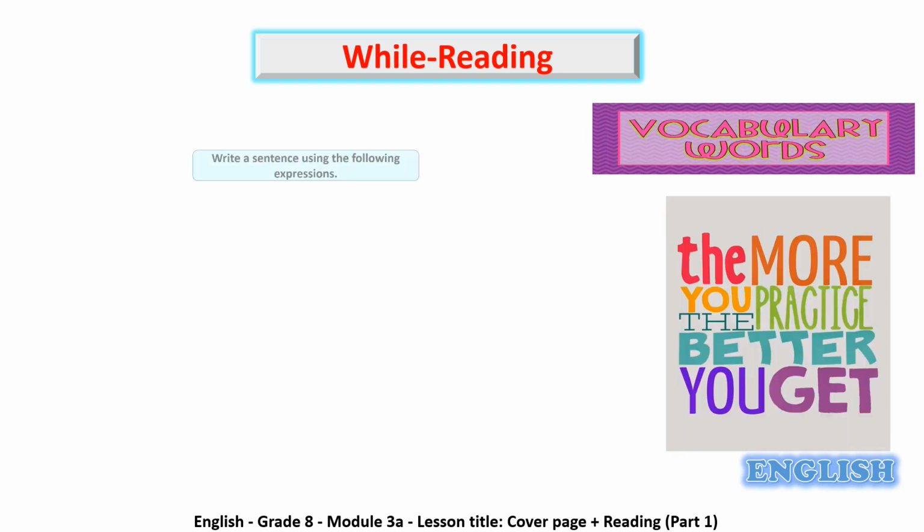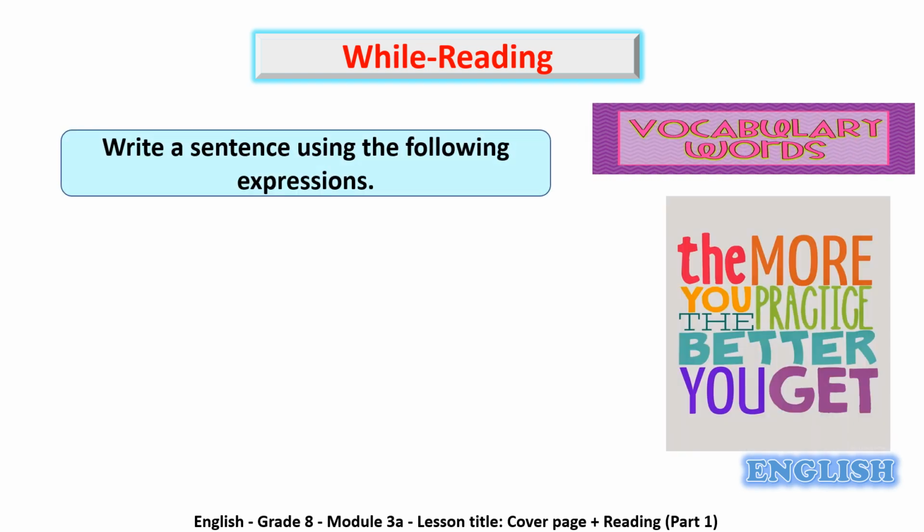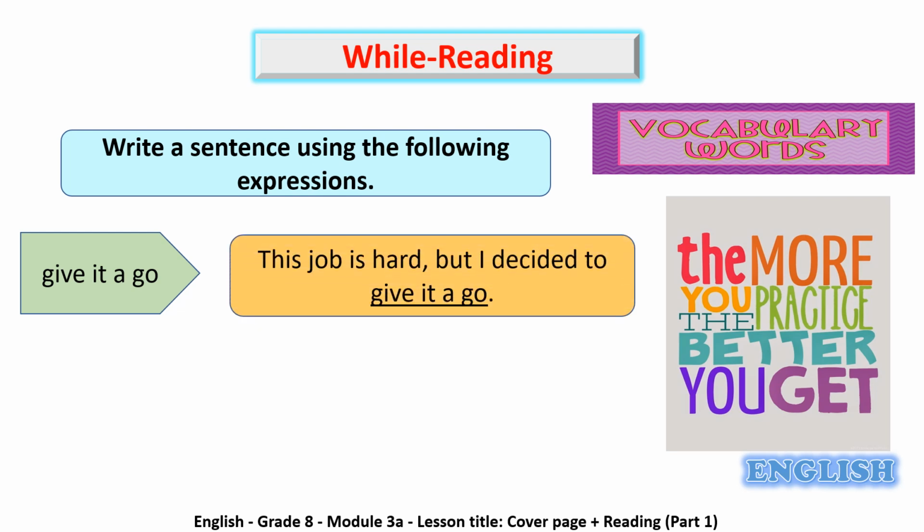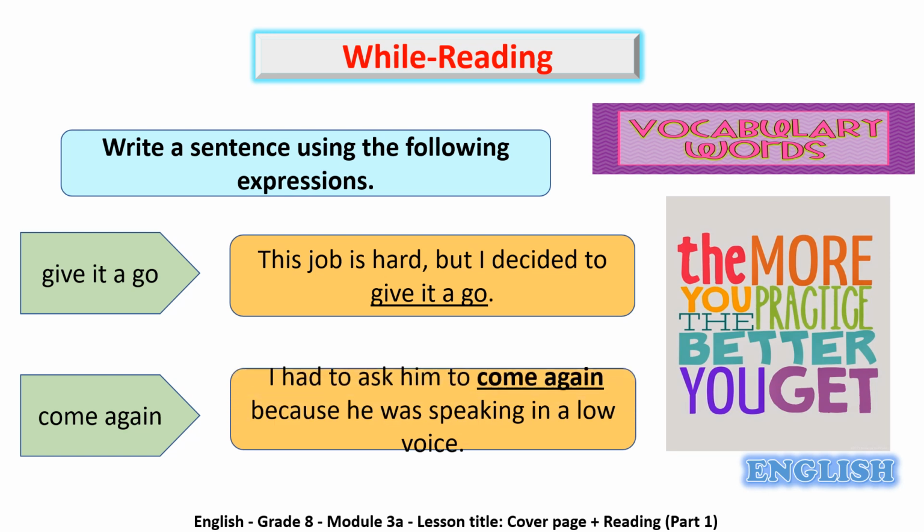Finally, you're going to write a sentence using the following expressions. Expression number 1, give it a go. Do you still remember what does it mean? Excellent. Try. So you could answer by, this job is hard, but I decided to give it a go. The second expression is, come again. What does this expression mean? Good job. What did you say? So you could answer by, I had to ask him to come again because he was speaking in a low voice.